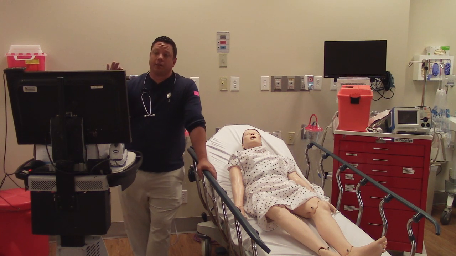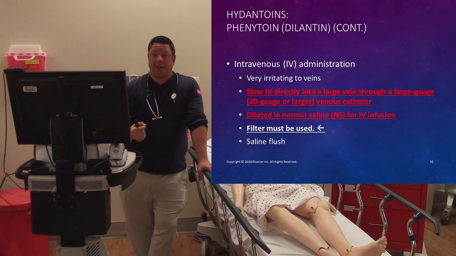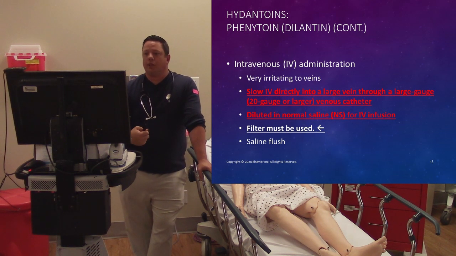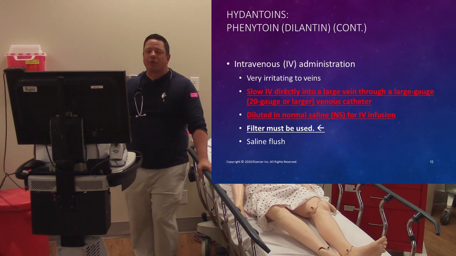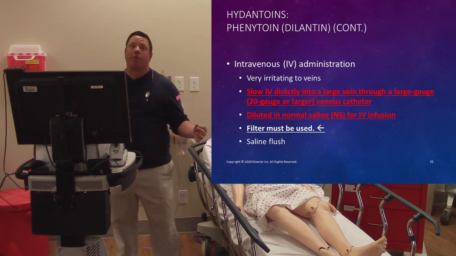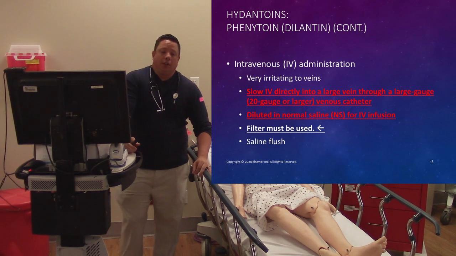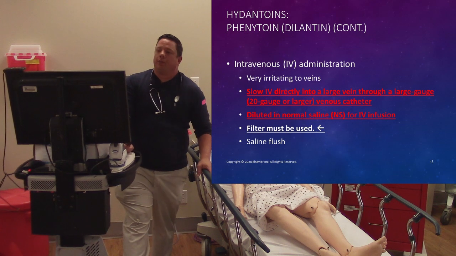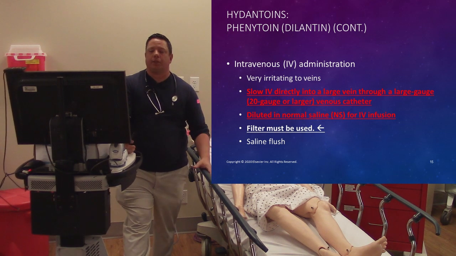I got sidetracked. PHENYTOIN DILANTIN, it's an anti-epileptic seizure medication. The IV dose should be given low and slow. You never want to give more than 50 milligrams a minute. That's not really anything that you have to remember, but it's helpful if you start remembering small details. It needs to be given slower because it can cause hypotension. All right, so you want to look out for that.